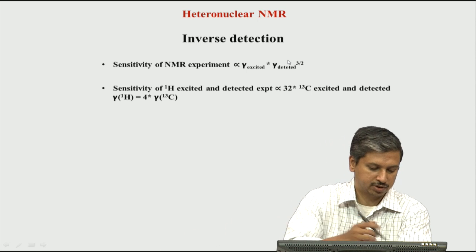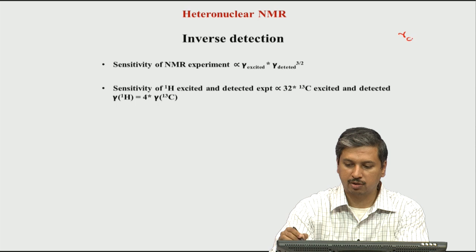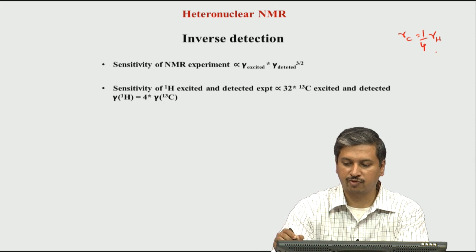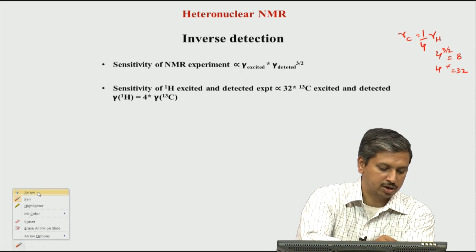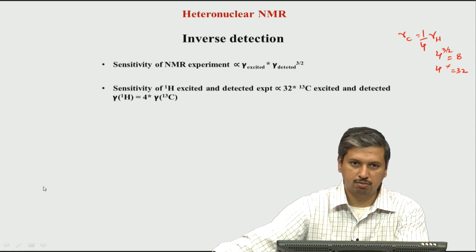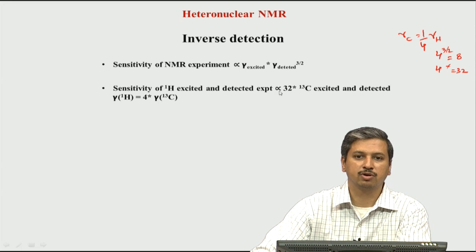So, let us see again how this comes about. This is coming from this same equation. So, gamma of carbon is 1 by 4 of gamma of proton. So, 4 raised to 3 by 2 is basically 8, and the first one is 4. So, if I multiply these two, I get 32. So, what it means is that if I have carbon as the excitation nucleus and detection also as carbon, my sensitivity is going to be 32 times less compared to hydrogen.